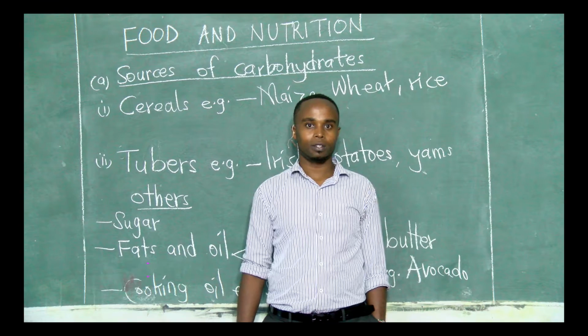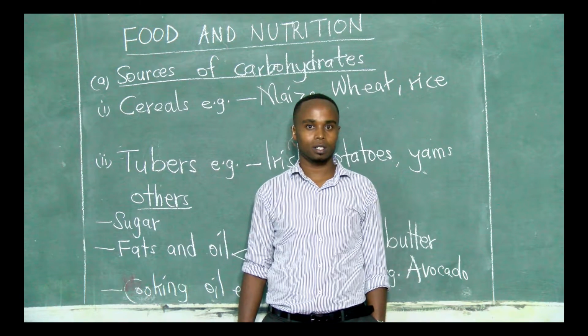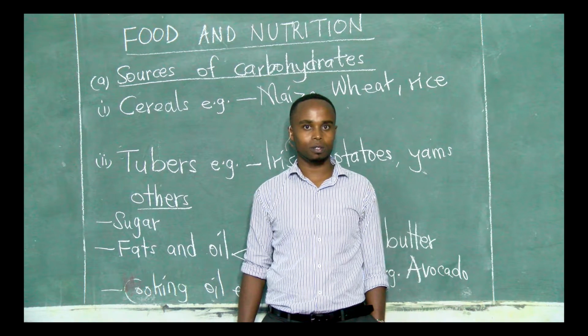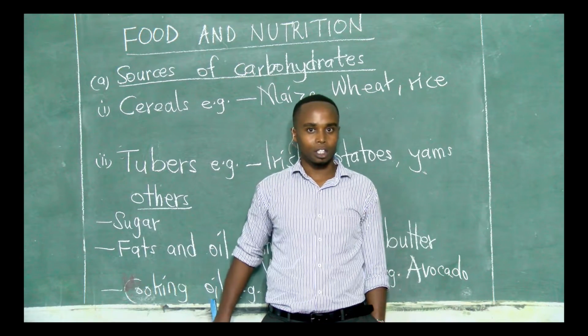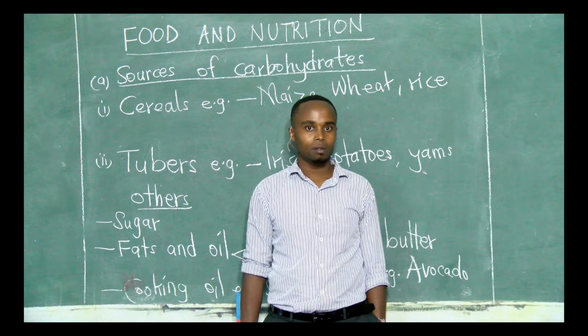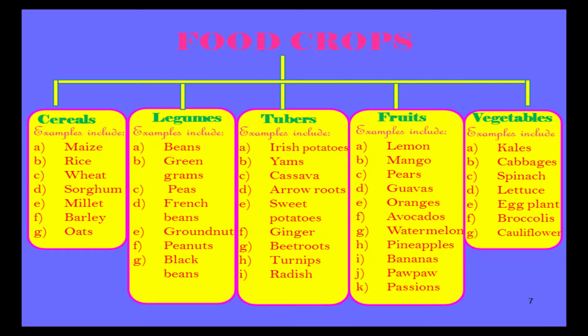Remember, we talked about types of crops. We talked about cash crops and food crops. We say that food crops are divided into 5. That is cereals, tubers, legumes, fruits, and vegetables. So you know examples of cereals. Anything from cereal will give you carbohydrates. Anything from tubers will also give you carbohydrates.